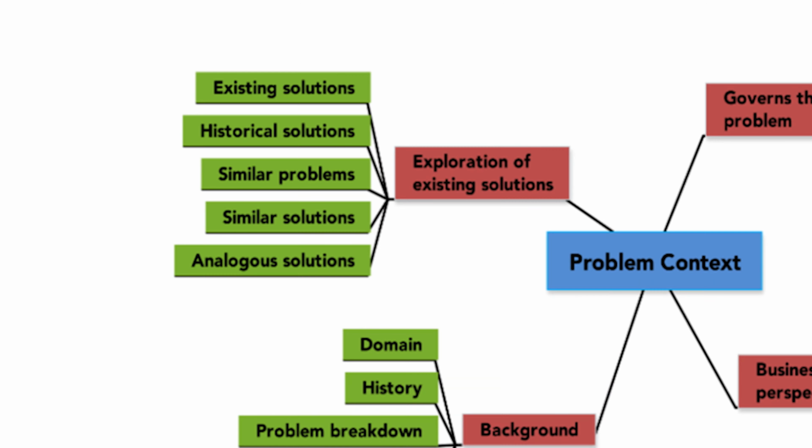The next category of information that you need to collect in order to complete your research has to do with existing solutions. So, for your water bottle design project, you need to understand some things about existing solutions and historical solutions. You also need to explore similar problems and similar and analogous solutions.